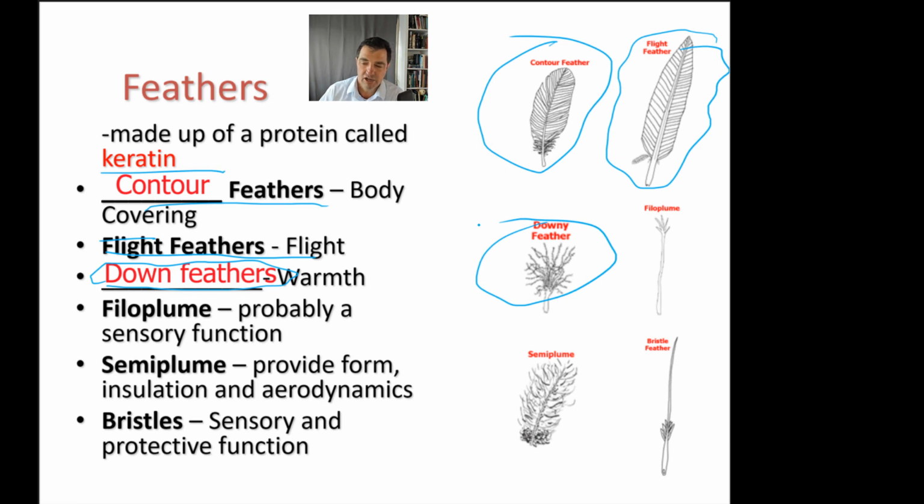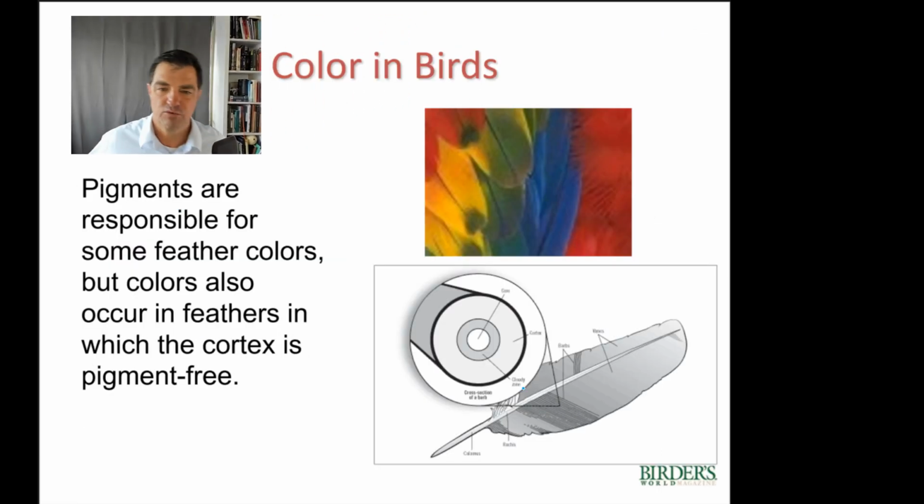at retaining warmth. There are also feathers like filoplumes, semi-plumes, and bristles, which provide things like sensory functions. Some of these are on the feet of the birds or around the mouth, and they use them to feel around in water, or some birds fly at night and can feel insects hitting their face, and they use them for catching them. Semi-plumes are used for insulation and probably for aerodynamics as well.